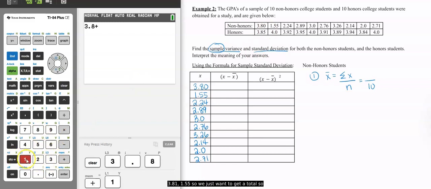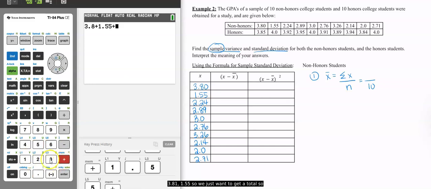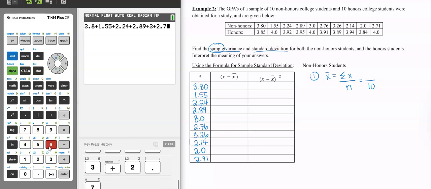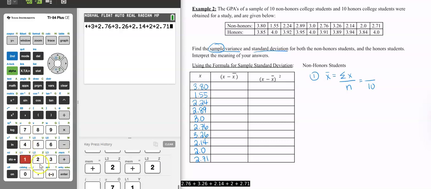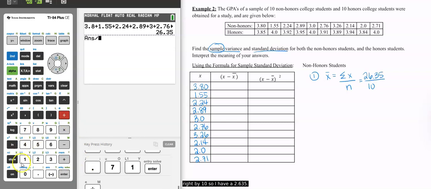3.8, 1.55. So we just want to get a total so that way I can go through and find what my sample mean is. And so let's see, 3, you don't have to write the decimals when it's the 0, 76 plus 3.26 plus 2.14 plus 2 plus 2.71. All right, so I end up with 26.35. And that'll divide nicely by 10. So I end up with 2.635.